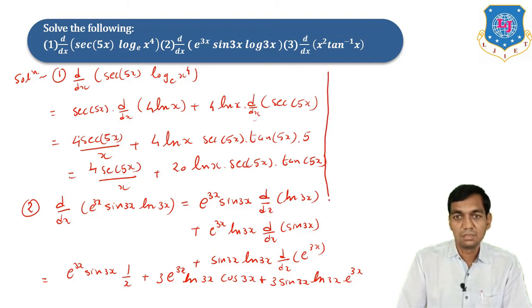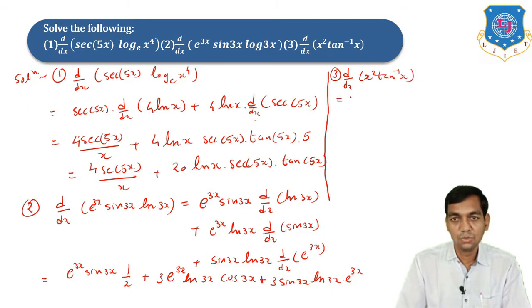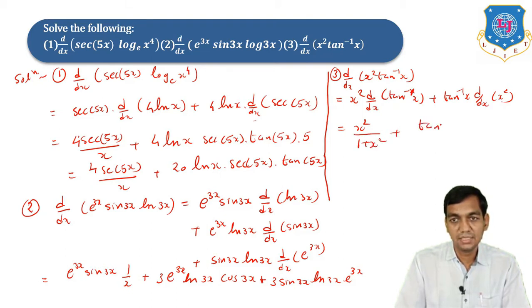In the same manner, the third question we have d by dx of x square tan inverse x. So here also you have to apply u into v, so x square as it is, derivative of tan inverse, plus tan inverse x as it is and derivative of x square. So here x square as it is, tan inverse has a derivative 1 upon 1 plus x square, plus tan inverse as it is and derivative of x square is 2x. So this one is your answer.